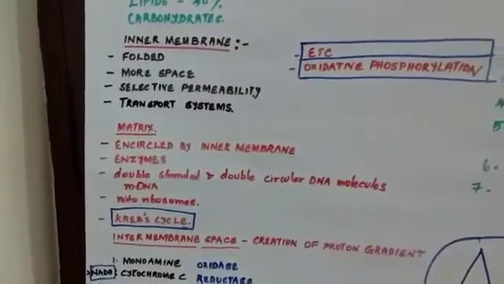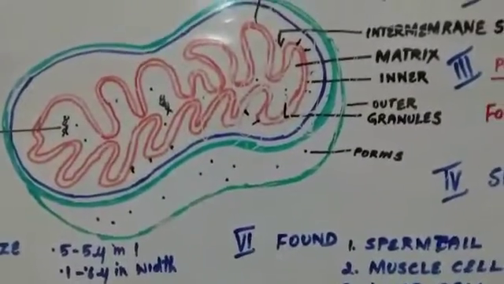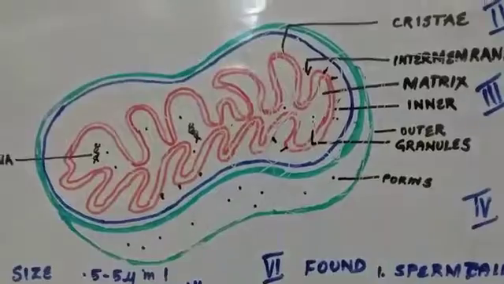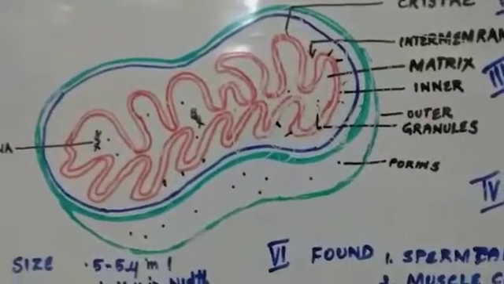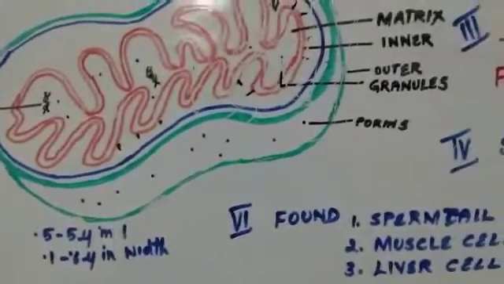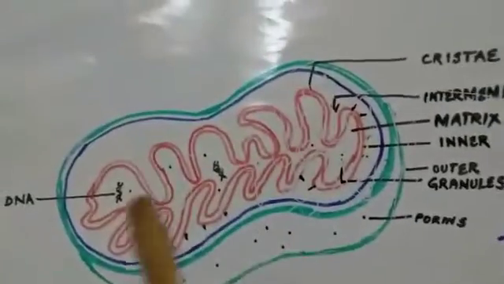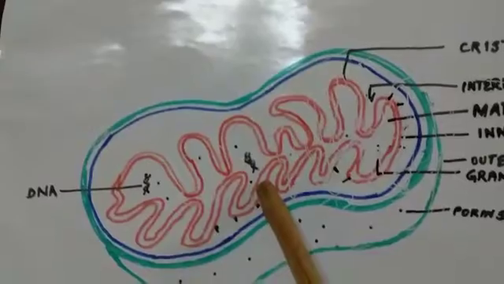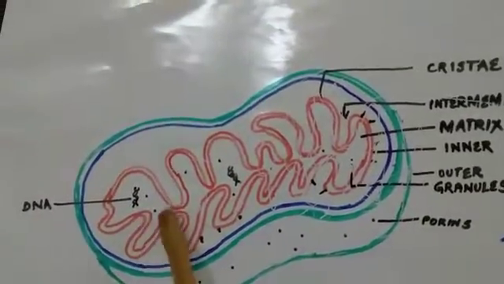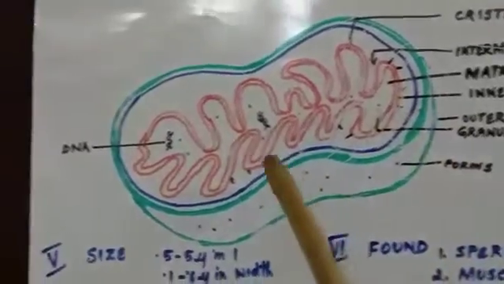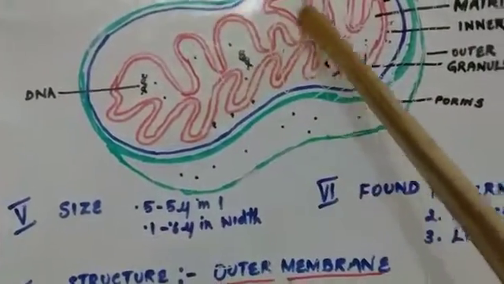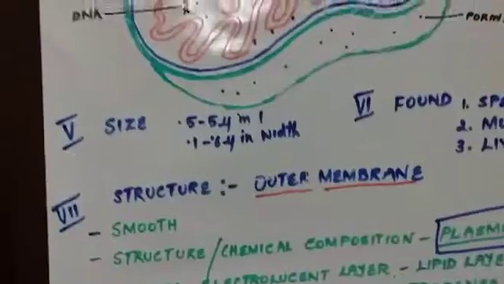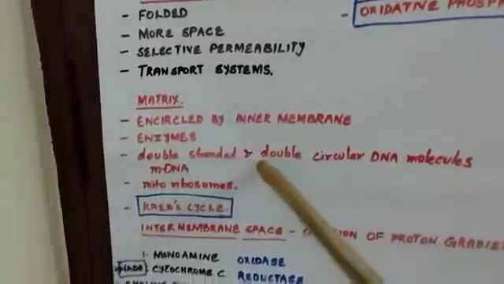Now coming to the matrix. The matrix is encircled by the inner membrane. This matrix contains enzymes and ribosomes. There are many enzymes present that we'll talk about later, and then we have the DNA molecules that are double stranded, double circular DNA molecules, and you have many ribosomes, known as mitoribosomes. This is present in the matrix, inside the inner membrane. The Krebs cycle takes place in the matrix.